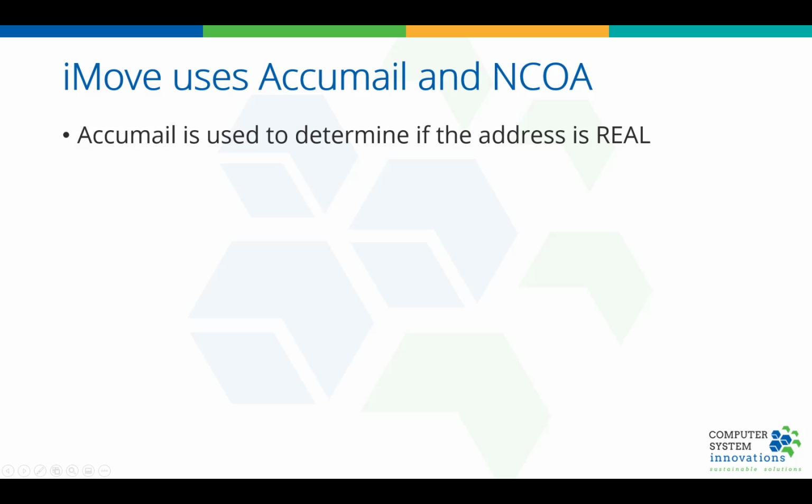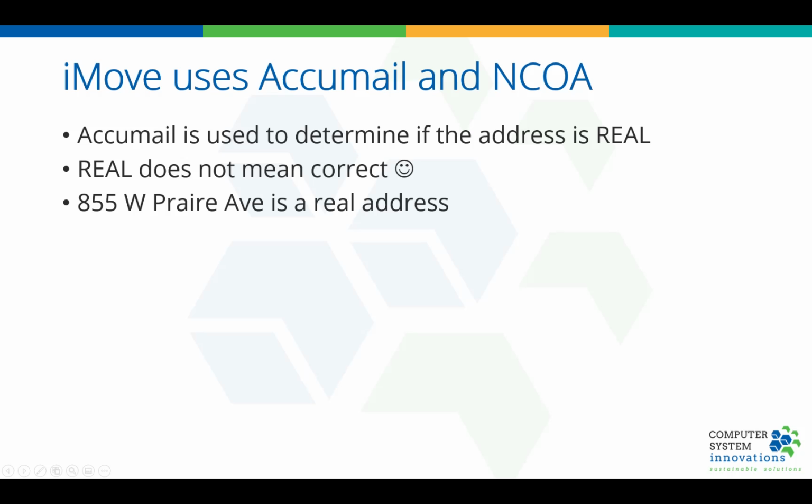Now let's talk about Accumail and NCOA. The way iMove works is it first uses Accumail to determine, is the address real? Real doesn't mean it's correct. As I mentioned before, 855 West Prairie Avenue, it's a real address. 854 West Prairie is not a real address. So in this case, Accumail is going to look at this and say, is that a real address? If it's not a real address, Accumail is going to return a result code. And that result code can tell us what's wrong with it.